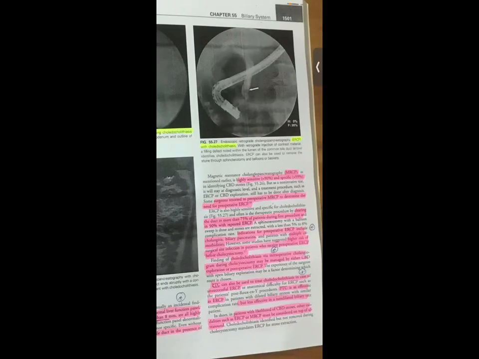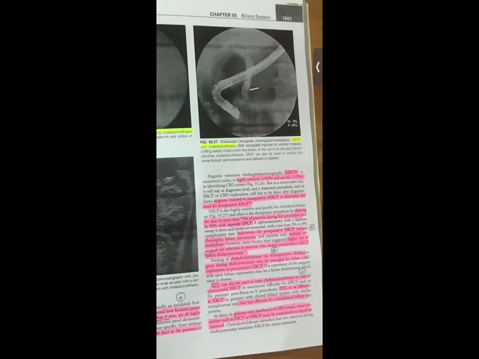Also another sensitivity and specificity we saw for ultrasound for acute cholecystitis, which is 85% sensitive, 95% specific. For Choledocholithiasis, MRCP is 90% sensitive, 99% specific. So these percentages are important.